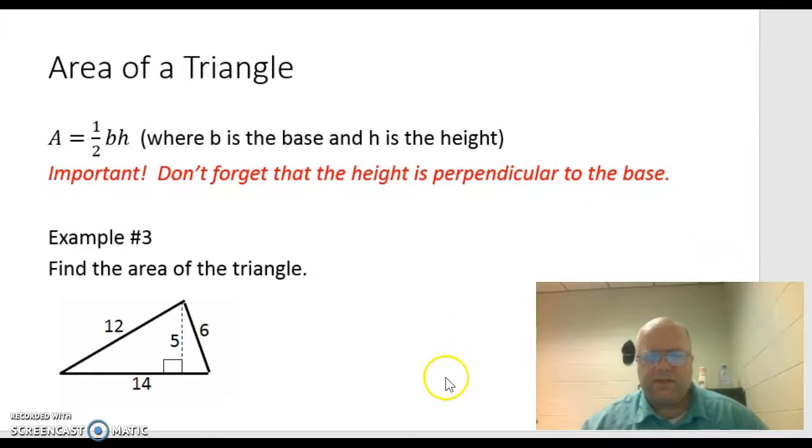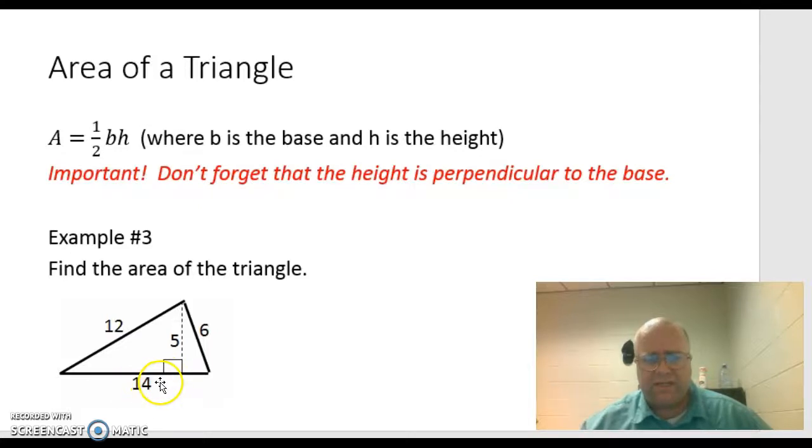So let's take a look at this next triangle. This triangle, we have the length of all 3 sides, and we also have a value that meets this side at a right angle, and that length is 5. Now we could use any of our sides for the base, but we want to use the side that has a right angle length to it. So we can't use the 6 or the 12, but we can use the 14.